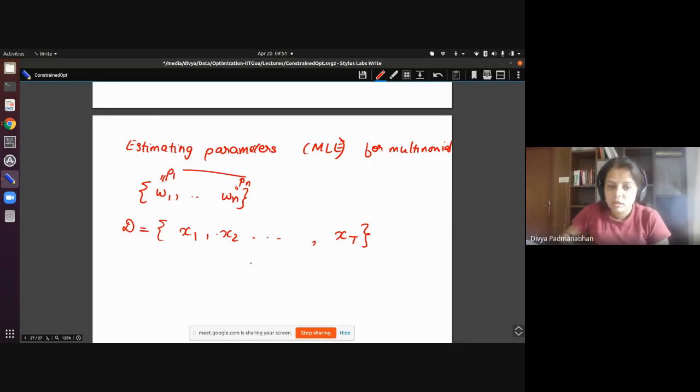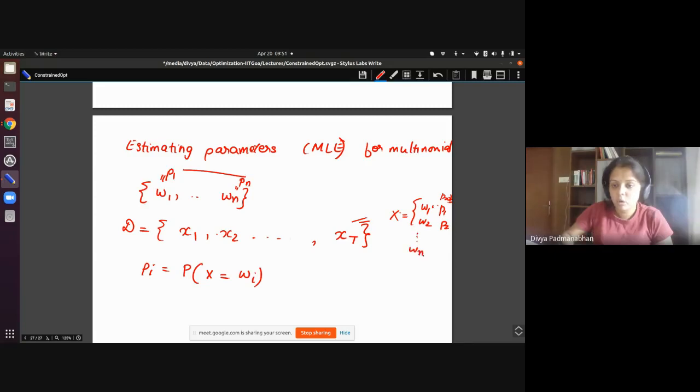Let me write it here. Pi is the probability that some x is equal to Wi. You can think of these as realizations of a random variable x, which takes W1 with probability P1, W2 with probability P2, and so on, up to Wn with probability Pn. So you can think of these as realizations of x.